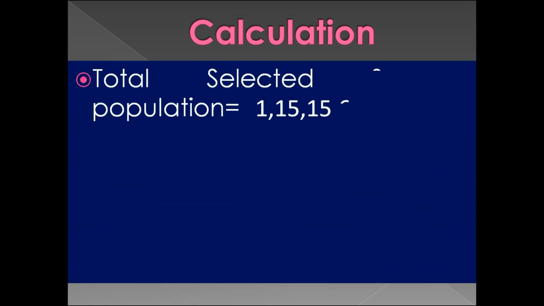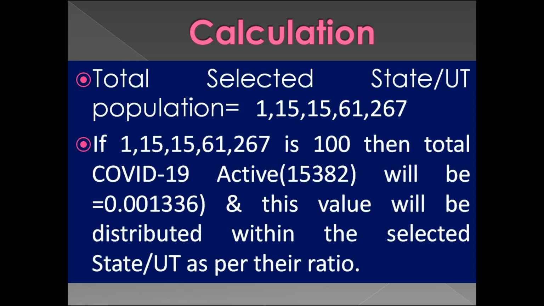Next, calculation. Total selected state or union territory population is equal to 115.1561267. If the value 115.1561267 is 100, then the total COVID-19 active population 15382 will be equal to 0.001336, and this value will be distributed within the selected states or union territories as per their ratio.